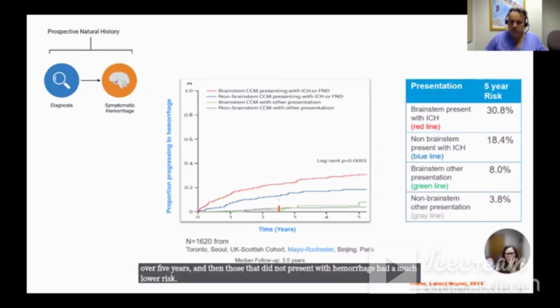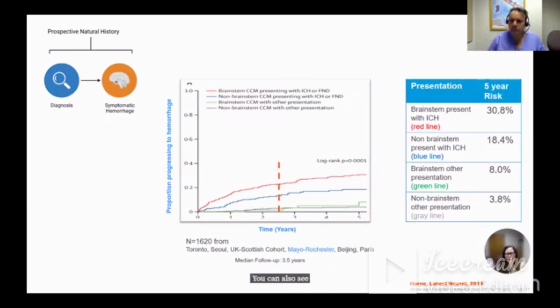You can also see that the lines tend to plateau around 2.5 years, suggesting the highest risk is in the first few years after diagnosis. Now, the caveat here being that median follow-up time in this study was about 3.5 years.